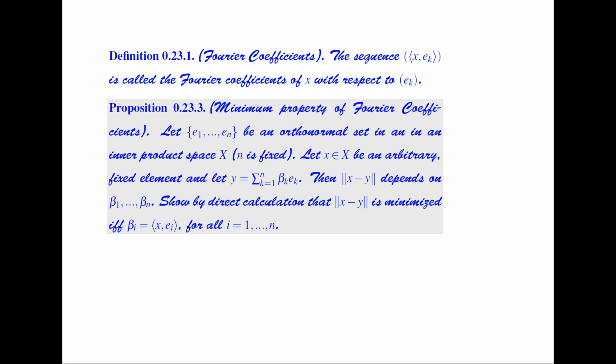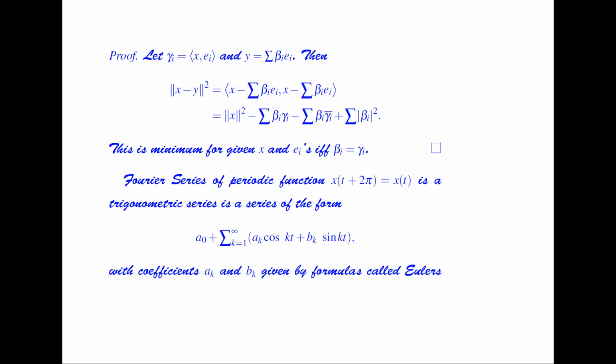Anyhow, we will discuss it again. Let gamma i be equal to the inner product of x comma ei and y equal to the summation of beta i ei. Then the norm of x minus y squared is equal to the inner product of x minus summation of beta i ei and x minus summation of beta i ei, which is equal to the norm of x squared minus summation of beta i bar gamma i minus summation of beta i gamma i bar plus summation of modulus of beta i squared. And this is the minimum for x and the ei if and only if, as we have already proved in the previous theorems, beta i is equal to gamma i.